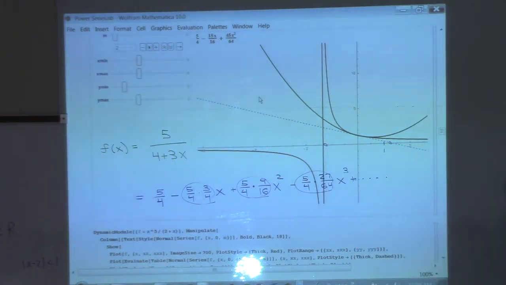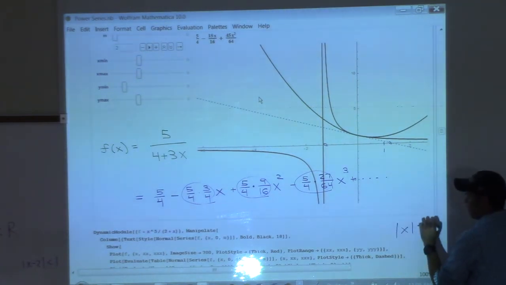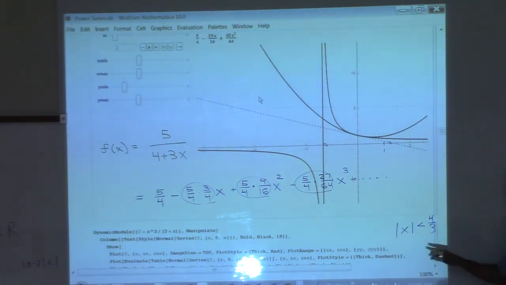What's up? You said x is greater than 4/3. I said the absolute value of x is less than 4/3. Originally you had the absolute value of negative 3/4 x less than 1, and then you did the flip. I didn't flip. Yeah, because it's an absolute value, you don't flip anything.